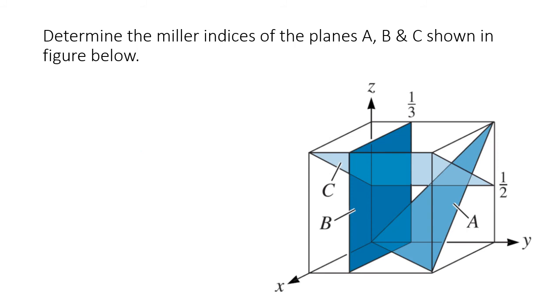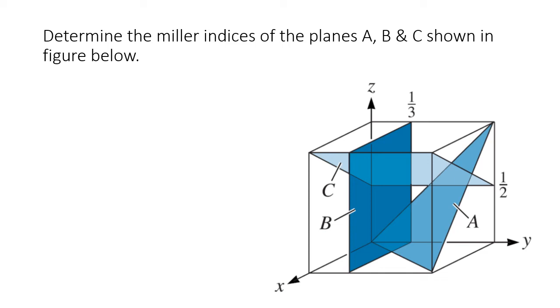So let us now find out the indices of some given planes. In this single unit cell here, there are three planes given: plane A, plane B, and plane C, and we have been asked to find out the indices of those three planes. For reference, the distances are given. For plane A, there are no distances given because all the three vertices of that plane lie at the corners.